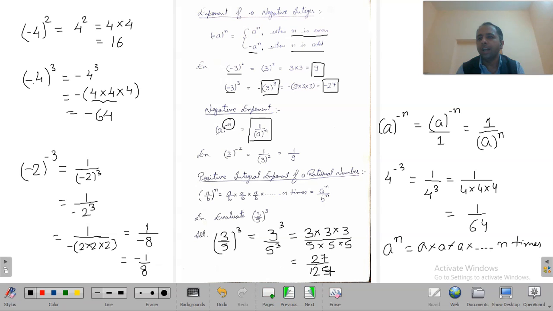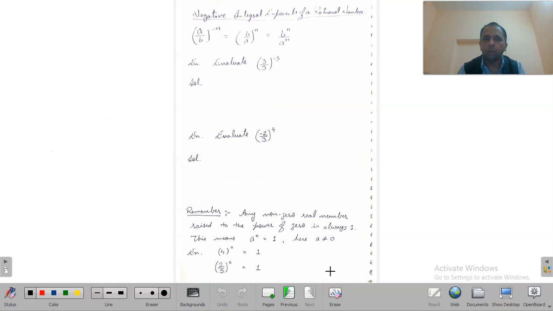upon 125. 27 upon 125. So in this way, we can calculate the positive integral exponent of a rational number. Now next is negative integral exponents of a rational number. Now the exponent value will be negative, and the base value is again a rational number.